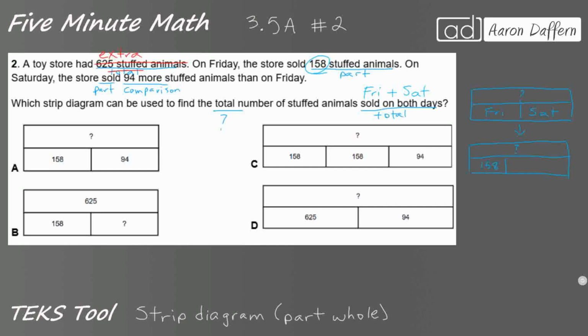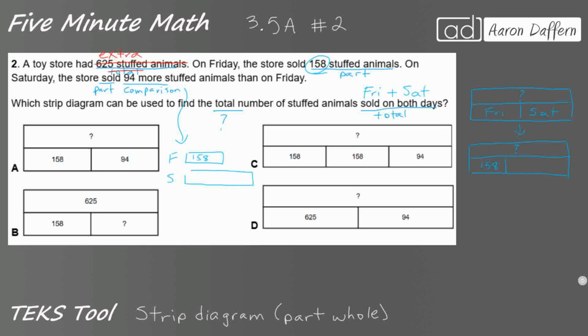They didn't sell 94 on Saturday. On Saturday, they compared two quantities. They sold 94 more than they did on Friday. Okay, so let's take a look at this right here. We're going to use another strip diagram, a comparison strip diagram. How many did they sell on Friday? Well, I'm going to put Friday. They sold 158. How many did they sell on Saturday? 94 more.